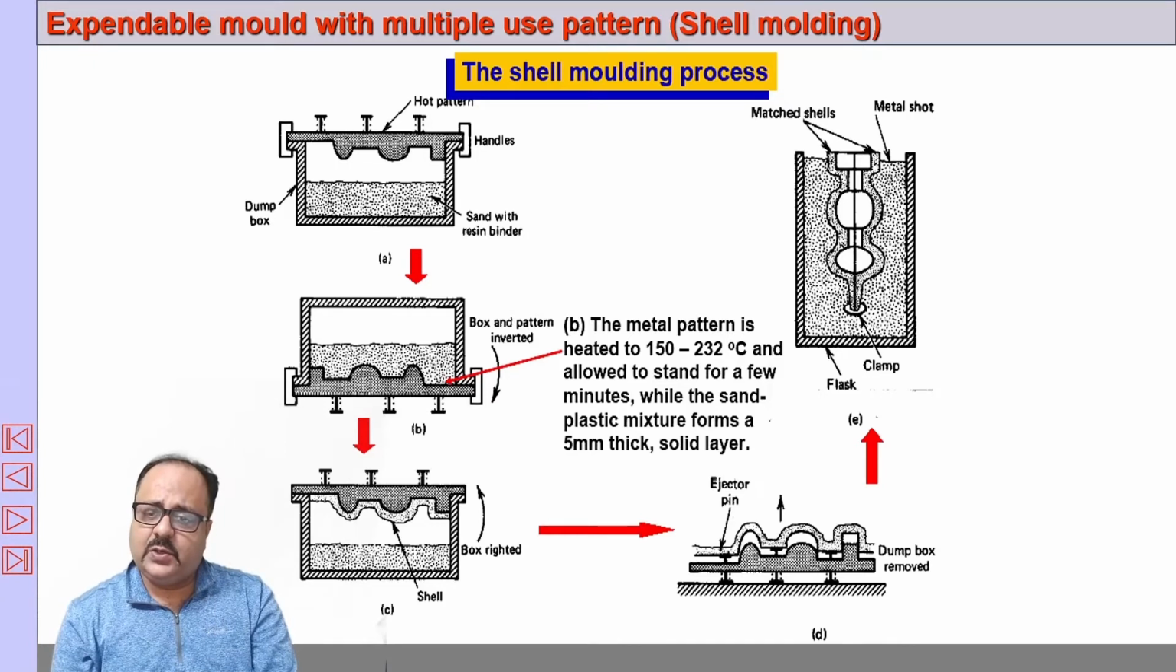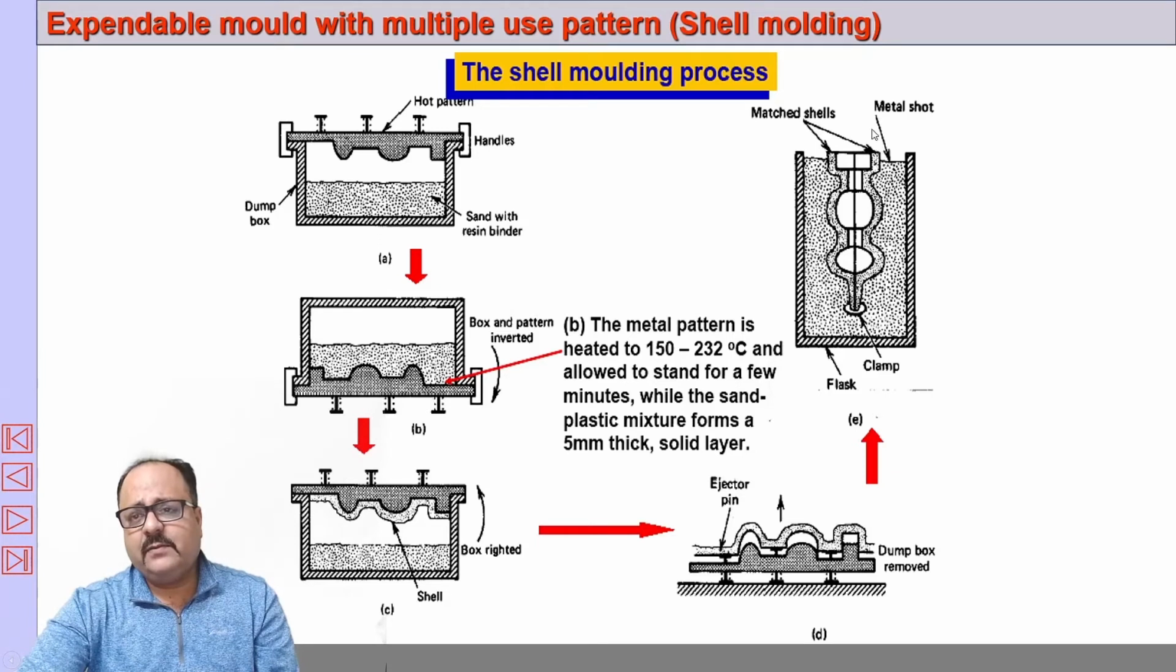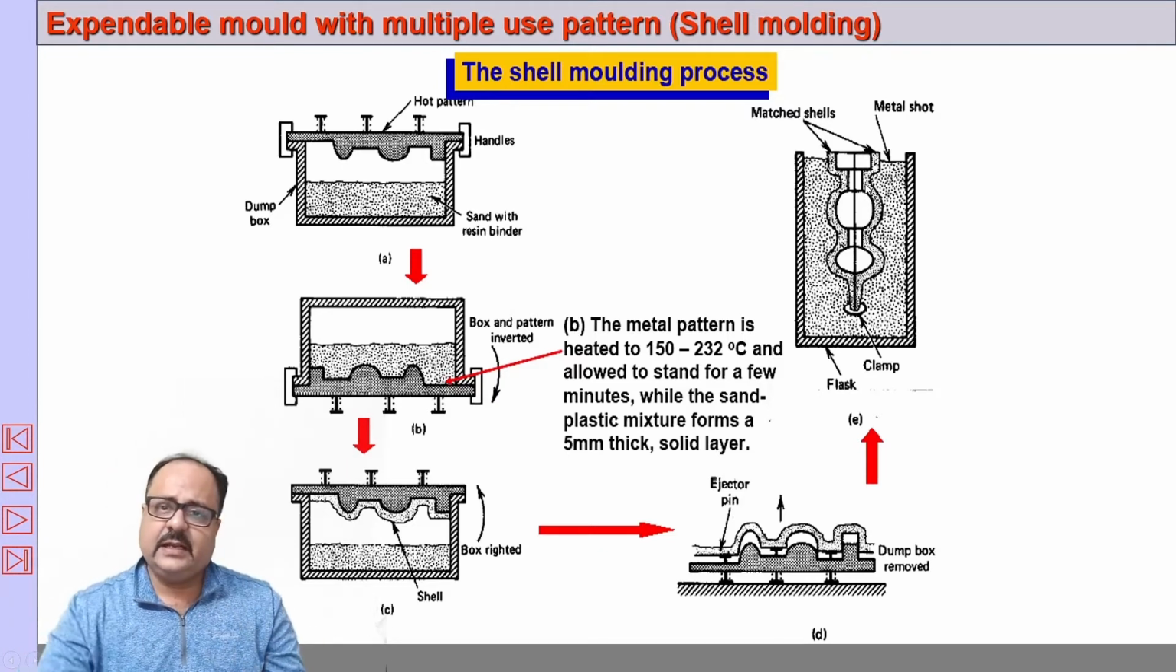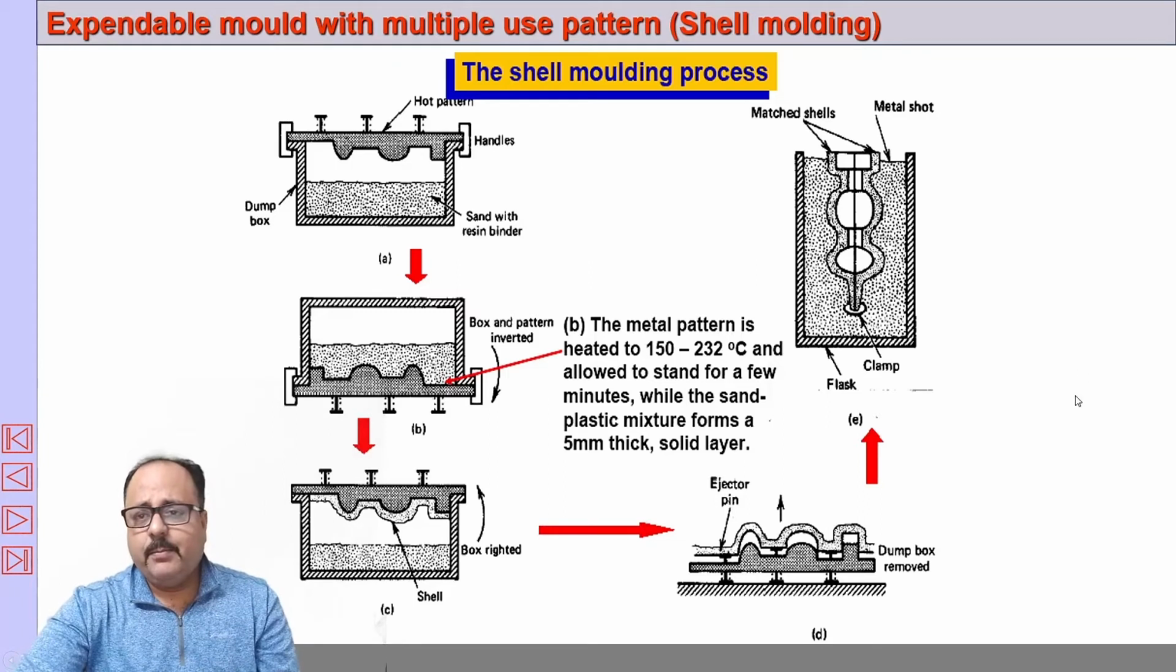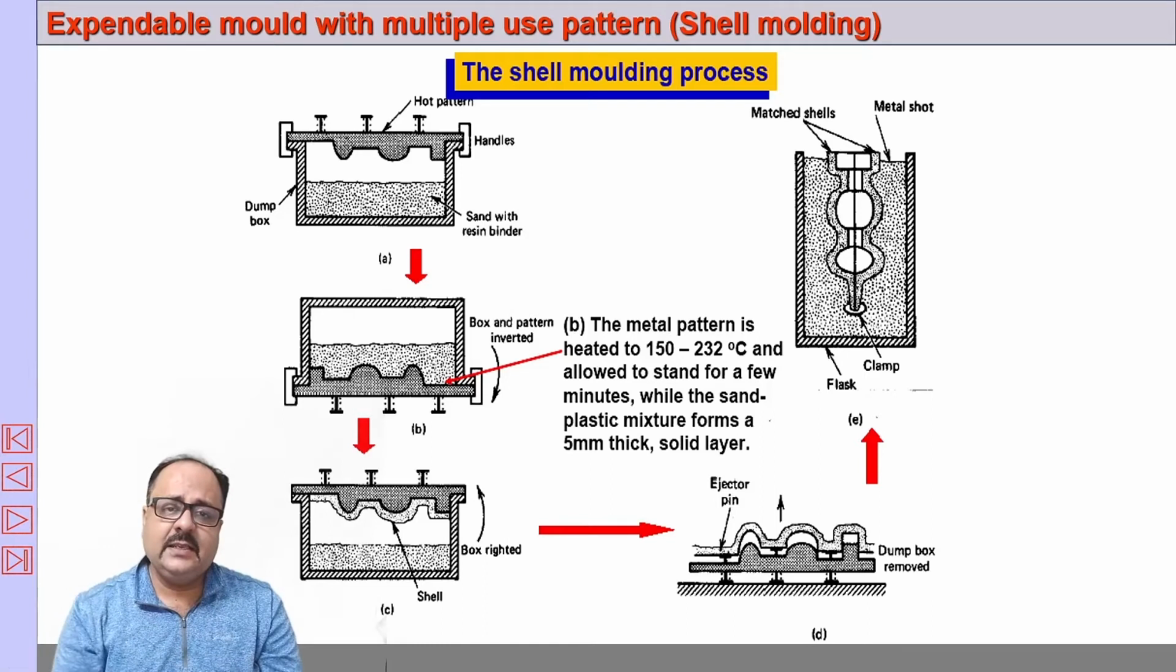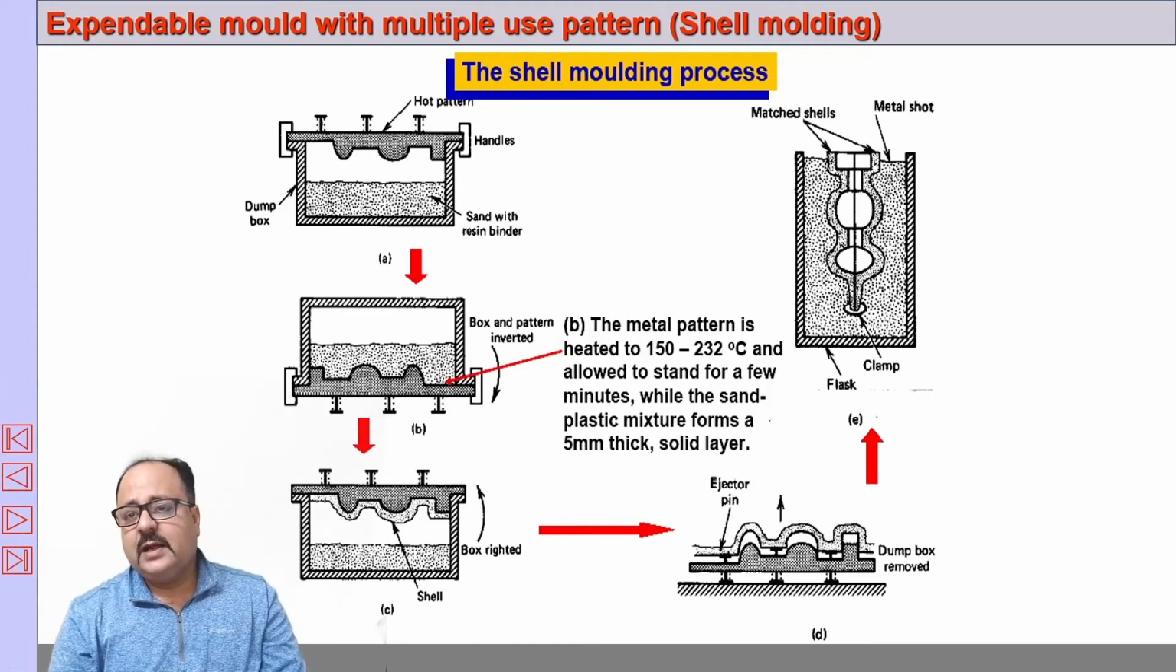So when it is completely cured, normally 2 such pieces will be joined by adhesives and placed in a flask, and metal is poured. So the metal will enter into this mold cavity, and it will solidify, and we break the shell and take out the casting. So this is essentially a multiple use pattern, just like sand casting, because this metal pattern will be used multiple times, but the mold, that is the shell mold that we formed, will be used a single time, just like sand casting. So this also comes under the classification of sand casting.